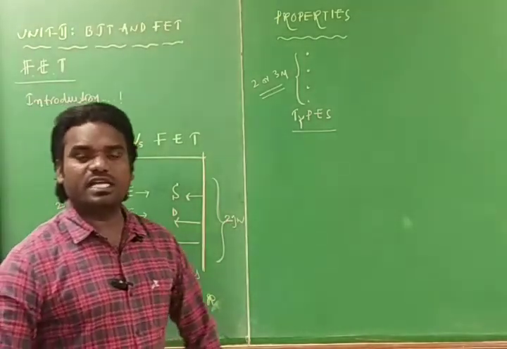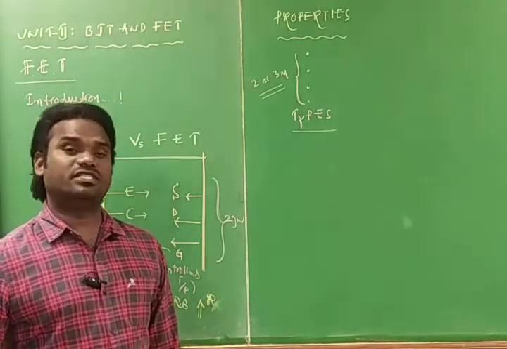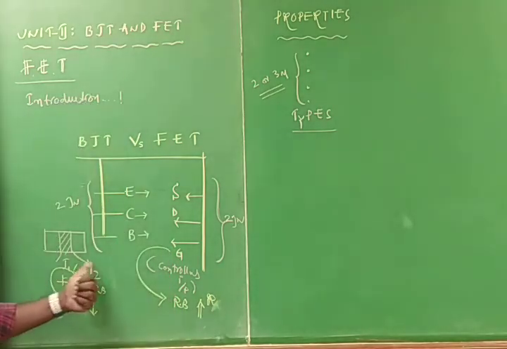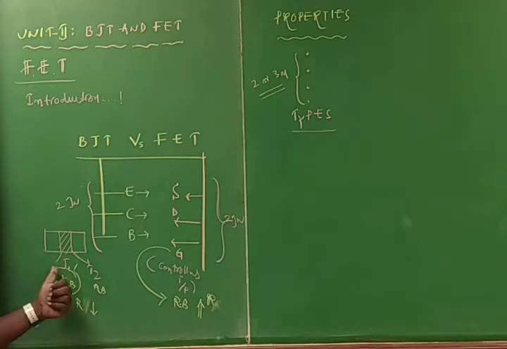First, BJT stands for bipolar junction transistor. It can conduct current due to both majority and minority charge carriers. It has two junctions, the emitter base junction and the collector base junction. The emitter base junction must be connected in forward bias and the collector base junction in reverse bias. It offers less resistance at the input side because the input is forward biased. It has 3 terminals, emitter, base, collector, and we can get it in a large size.